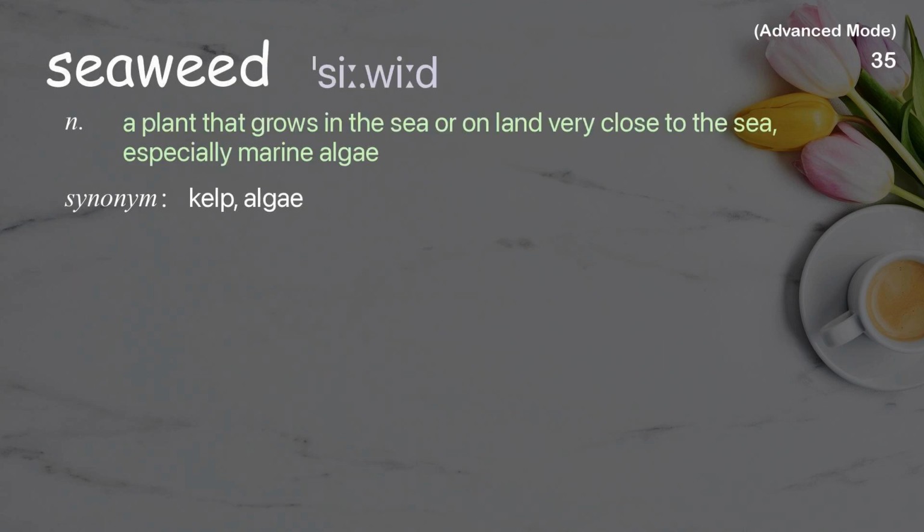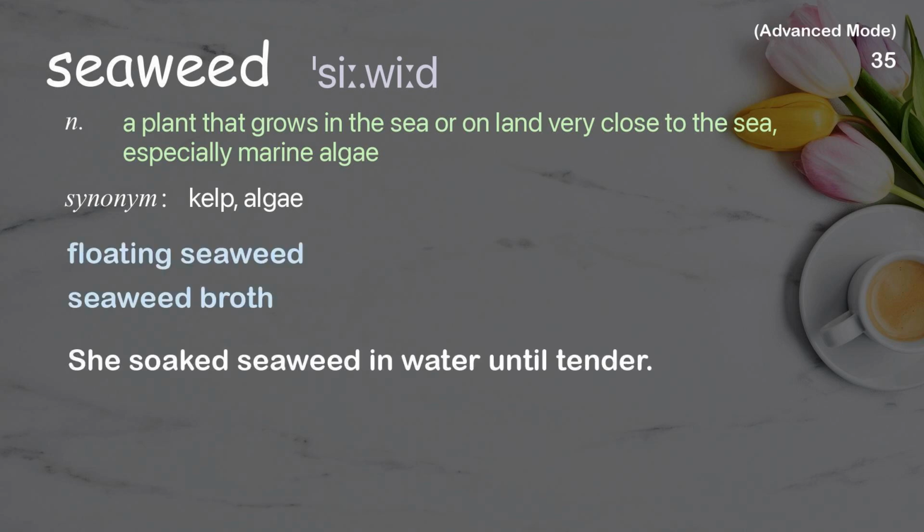Seaweed. A plant that grows in the sea or on land very close to the sea, especially marine algae. Examples: Floating seaweed. Seaweed broth. She soaked seaweed in water until tender.